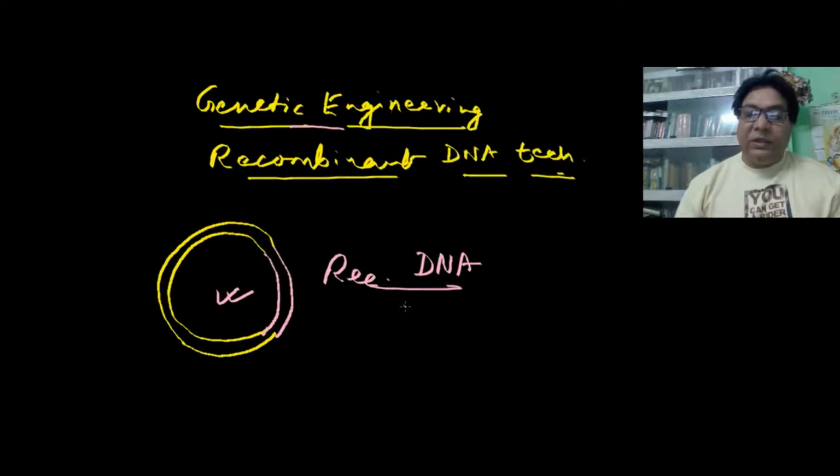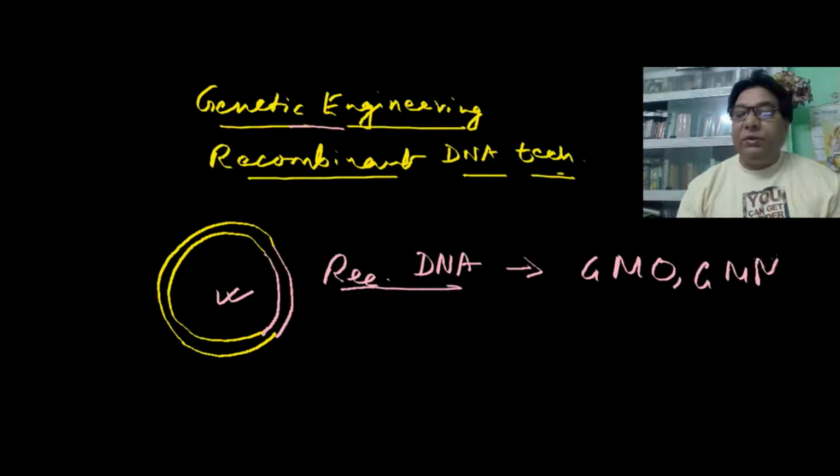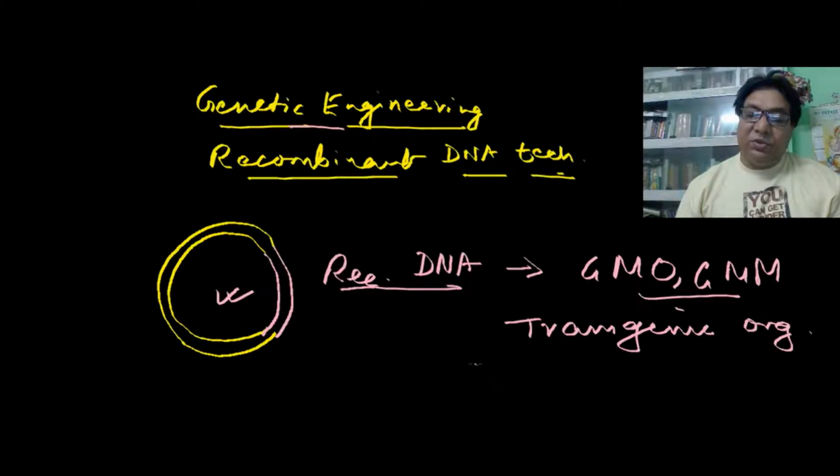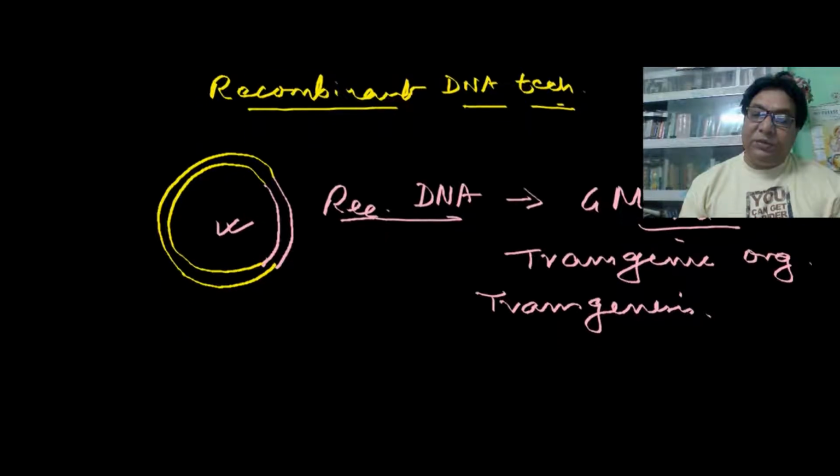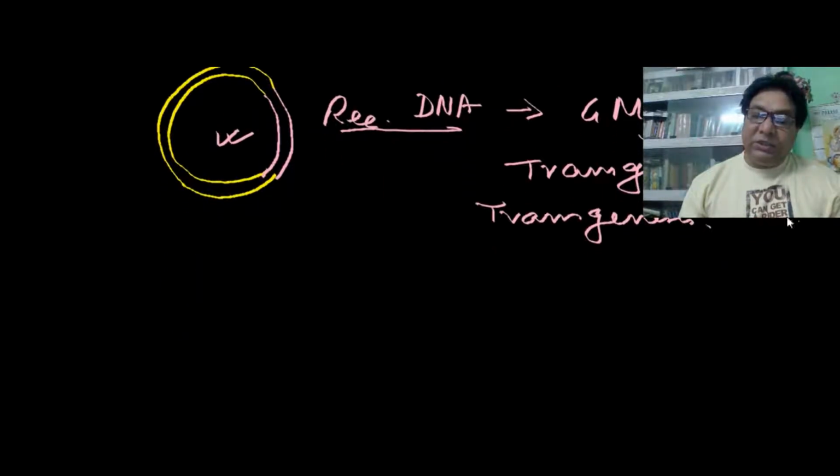genetic engineering. Genetic engineering or recombinant DNA technology involves creation of new individuals, which are called genetically modified organisms or genetically modified microorganisms. These are also called transgenic organisms. And the process is also called transgenesis. So the techniques involved in making these genetically modified organisms will be together called genetic engineering also.